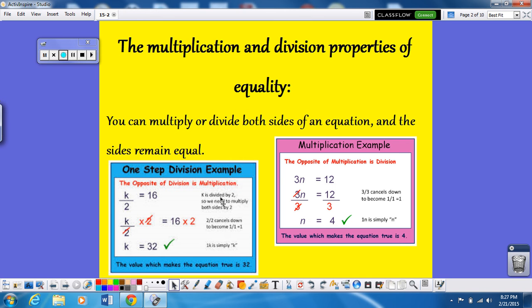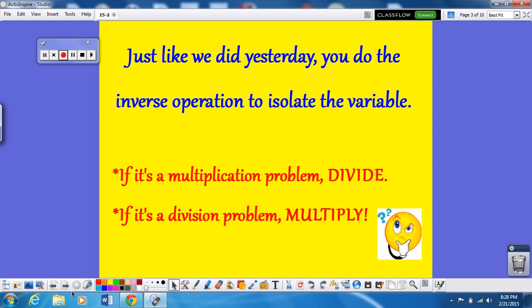Basically, you can multiply or divide both sides of an equation and the sides remain equal. Here's a division problem. Remember, a fraction is a division problem. Because the variable is in a division problem, that means we're going to multiply to get the variable by itself. So the opposite of division is multiplication. Over here, we have a number by a letter, and we know that means multiplication. So we're going to divide to get the variable by itself here. So you're always doing the opposite operation.